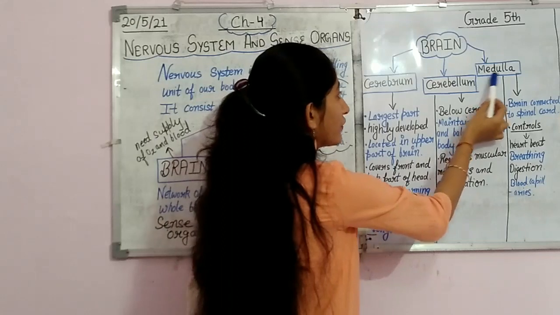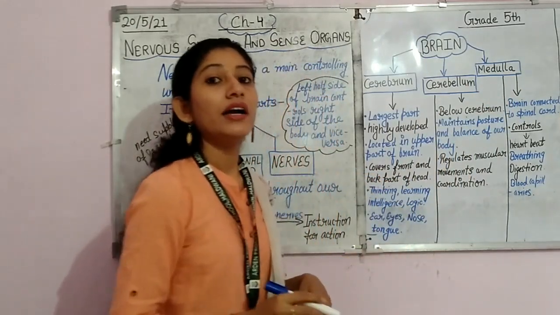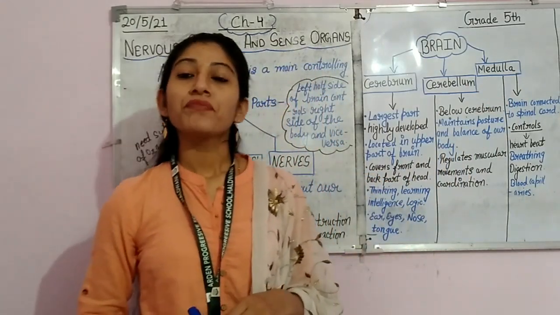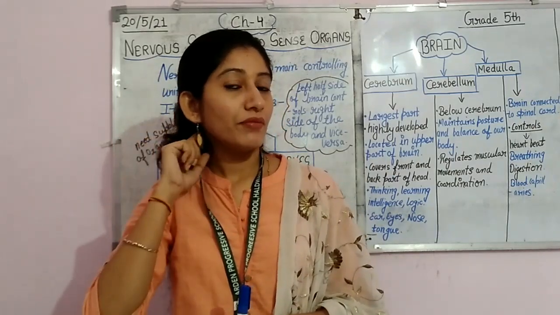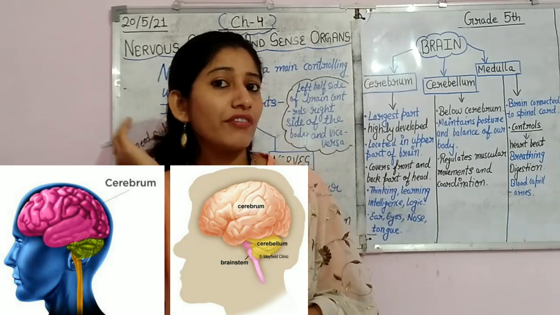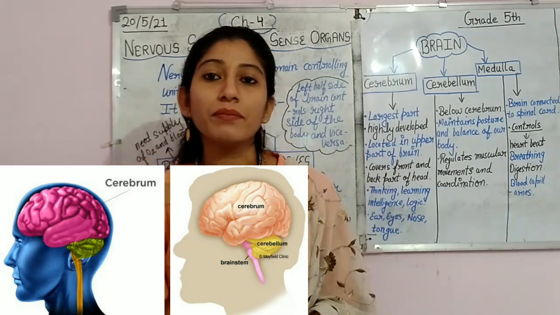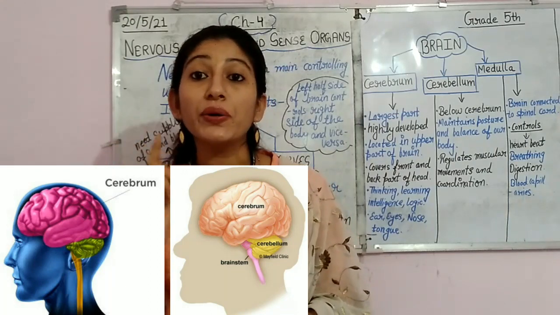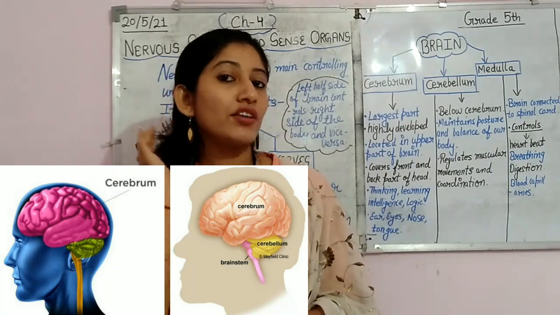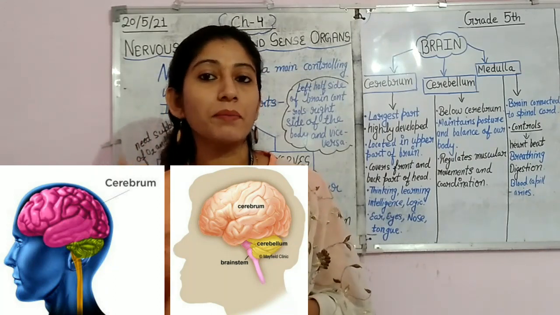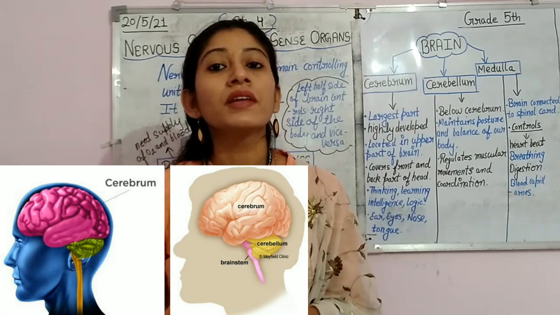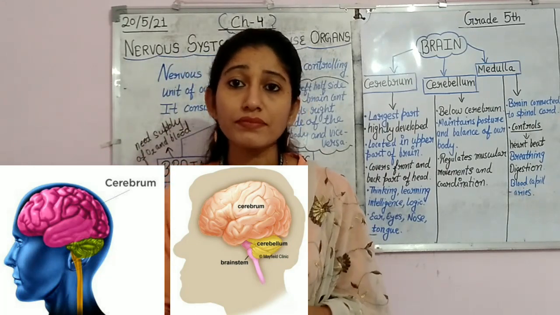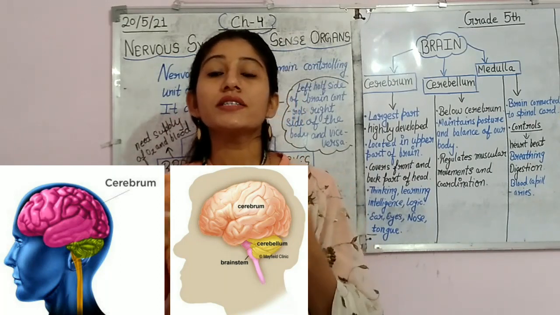Okay, now students, we have the third part of the brain, that is medulla. Now what is this medulla? Students, below the cerebellum we have the medulla. In front and a little below the cerebellum we have the medulla.